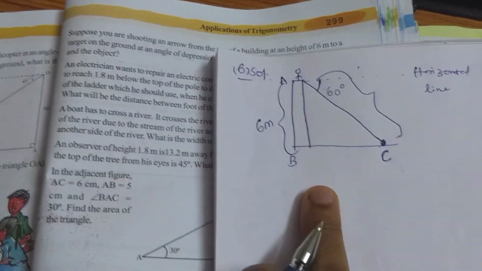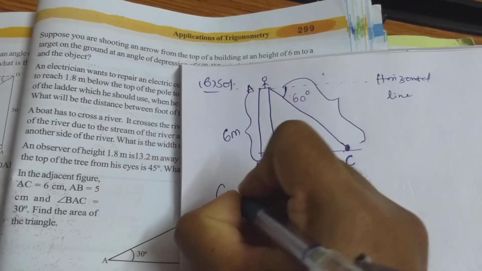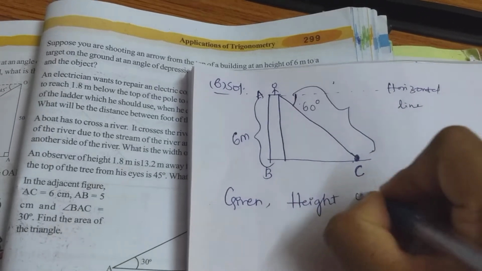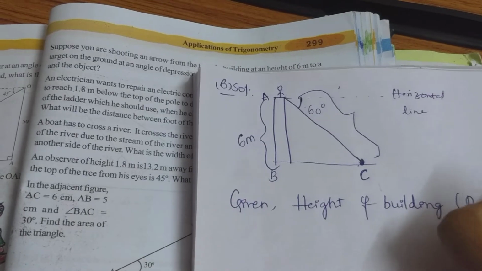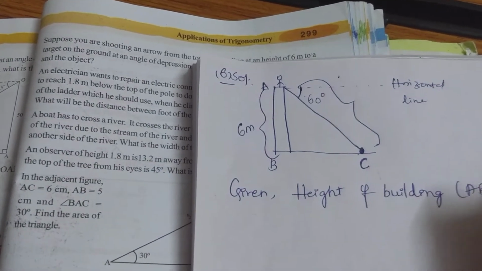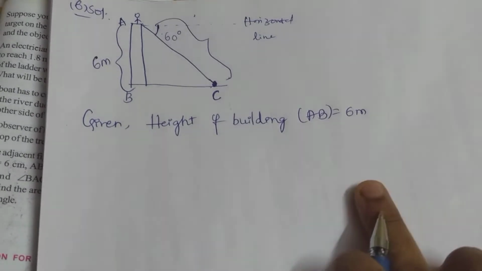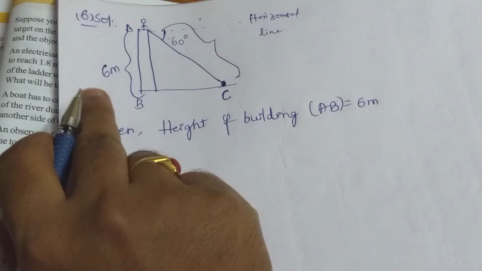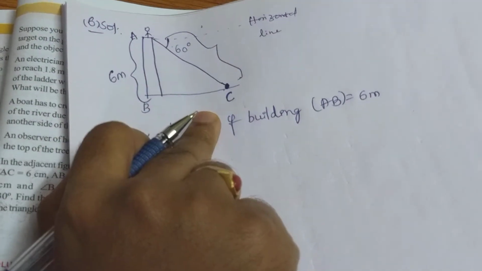Okay. Now let's write the same thing which was given in the question. Given height of building. What is that? It is AB equals to 6 meters. Given height of building, AB equals to 6 meters and C is nothing but the target that the person is shooting. Correct.